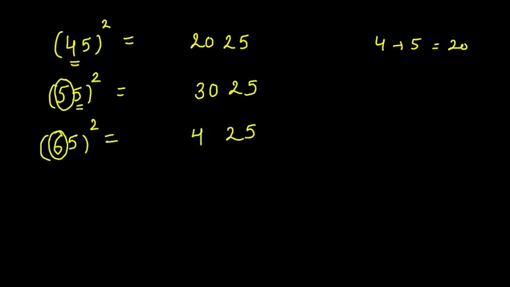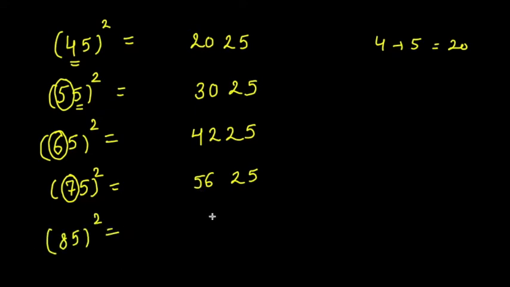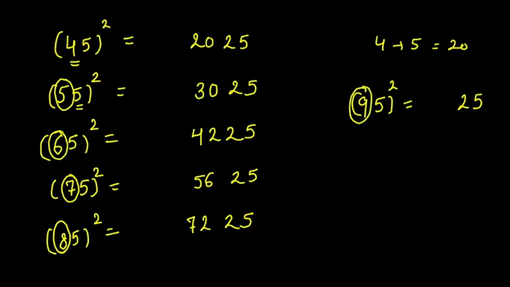6 7s are 42. I told you in my previous sessions also that it is very important that everybody should learn tables till 9 at least. And then again 5 5s are 25, then 7 8s are 56. 85 square, 5 5s are 25, and then you multiply this 8 with 9, that's the next digit, 8 9s are 72. And let's see the last number, that is 95 square. Again 5 square is 25, and then you have to multiply 9 with 10, 9 10s are 90.